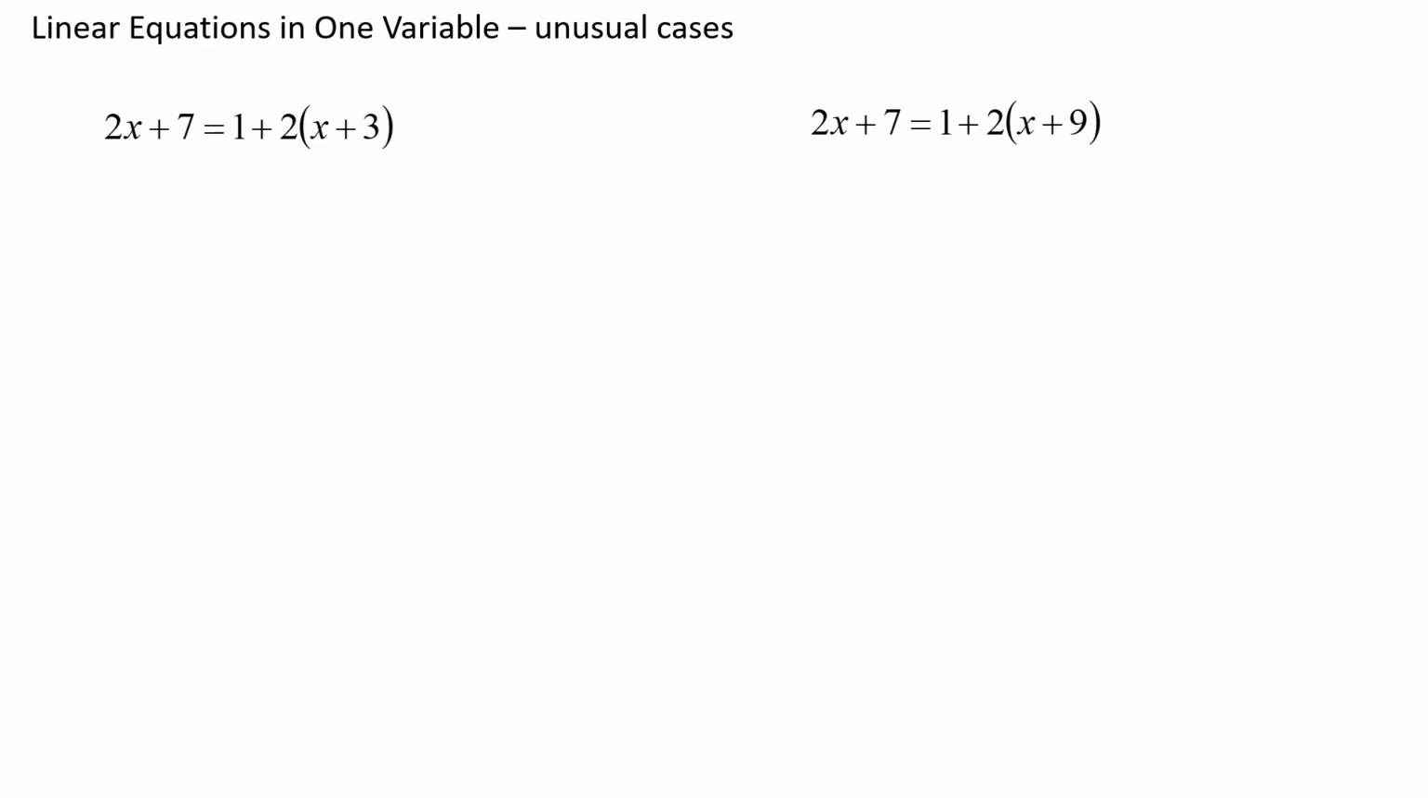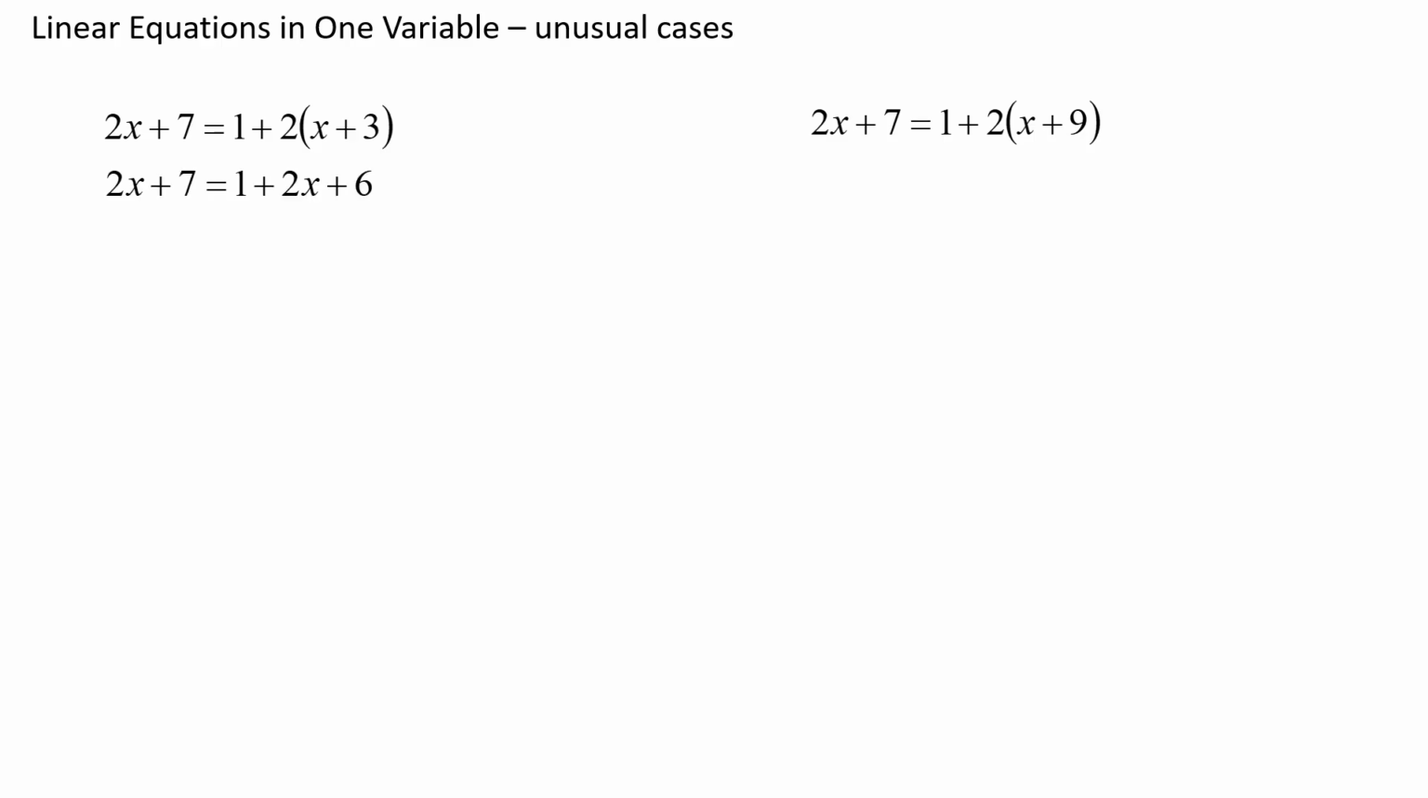Sometimes unusual things happen when solving. As you'll see in a few minutes, one of these equations has all possible numbers as its solution, and the other equation has no solution at all. These are rare, but worth looking out for. Either way, you go about the normal solving process.